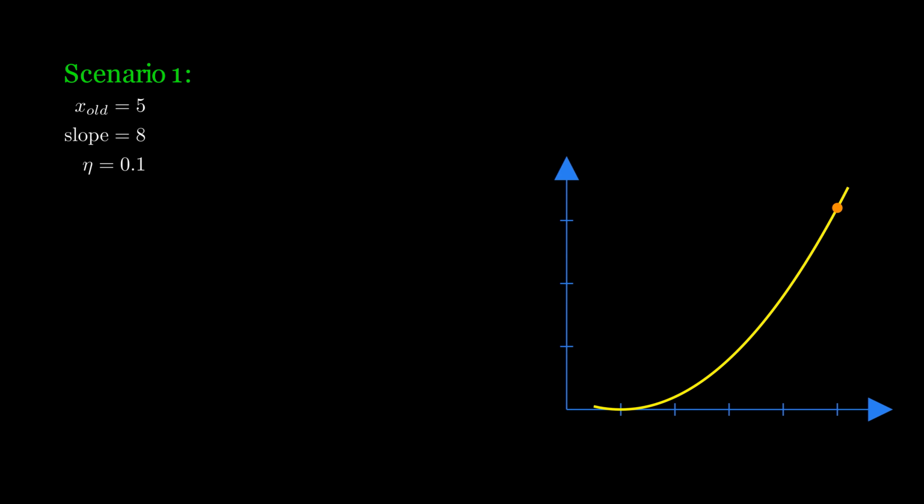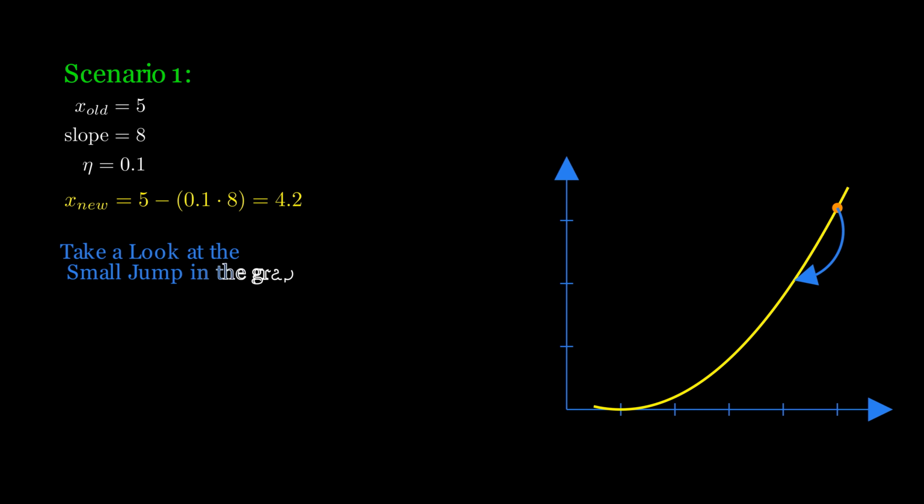Let's revisit our earlier example, where x old equals 5 and the slope equals 8. We will compare how the algorithm behaves with two different learning rates. Scenario 1. A small learning rate, where eta equals 0.1. Using the formula x new equals x old minus the quantity eta times slope. The calculation is x new equals 5 minus the quantity 0.1 times 8, which equals 4.2. With a learning rate of 0.1, the x value moves from 5 to 4.2.